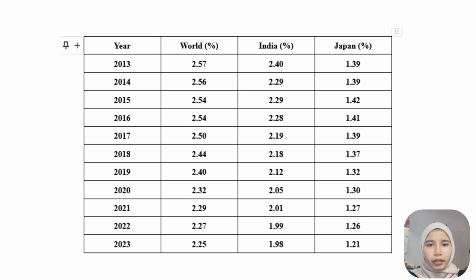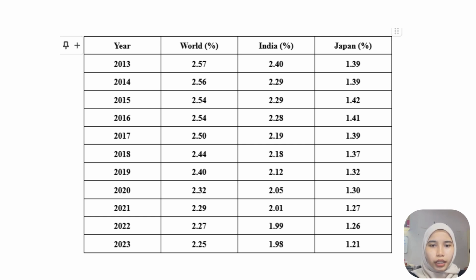Next, fertility rate. From the world perspective, over the past decade, the world's fertility rate has shown a gradual decline, decreasing from 2.5 births per woman in 2013 to about 2.3 births per woman in recent years. This reflects global trends towards smaller family size and potential aging populations.